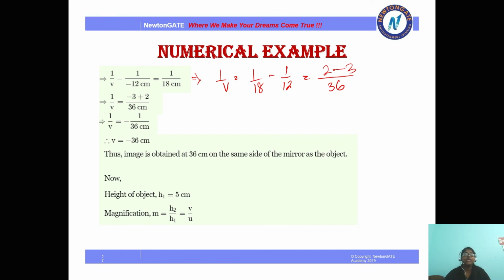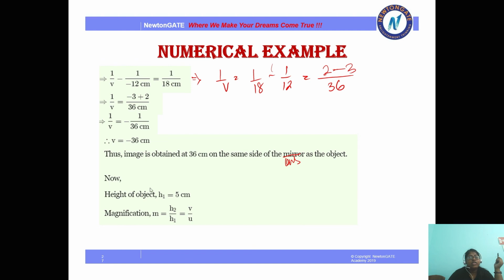So the image obtained is basically 36 centimeter on the same side of the, not mirror, it should be lens. You are not supposed to write mirror here. Okay. So 36 centimeter on the same side of the lens as the object, because object distance was negative as well. In case of the convex lens, object distance is always negative. So we have found out the image distance is negative as well.